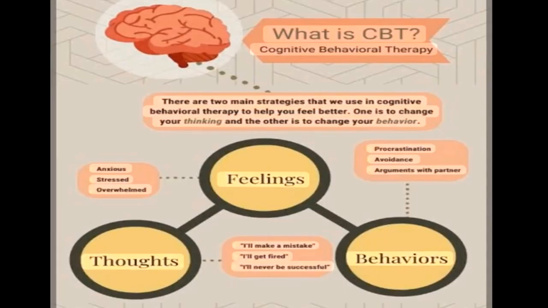There are two main strategies that we use in cognitive behavior therapy to help you feel better. One is to change your thinking and another is to change your behavior. That is, if you are feeling anxious, stressed or overwhelmed, that is the feeling. So feelings convert into thoughts, thoughts convert into behavior. If you are anxious and in stress, probably you will argue with your partner, and I'll make a mistake. Later on, you realize that, okay, I'll make a mistake, I'll get fired, or I'll never be successful.